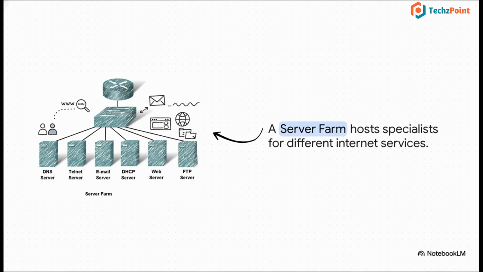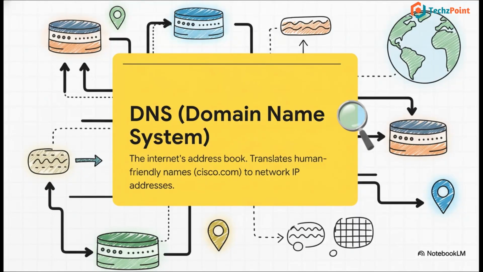So you've got your email specialist over here, a web page specialist over there, a file transfer expert in the corner, and each one is an expert that only understands the very specific protocol for its one job. First up, we have DNS, the Domain Name System. And this one is, quite simply, the internet's address book.